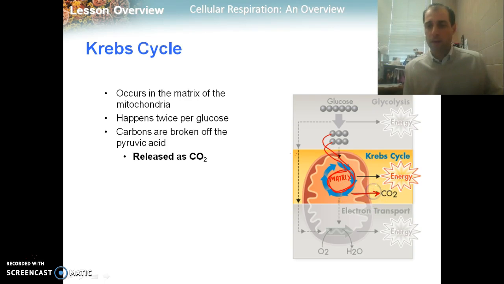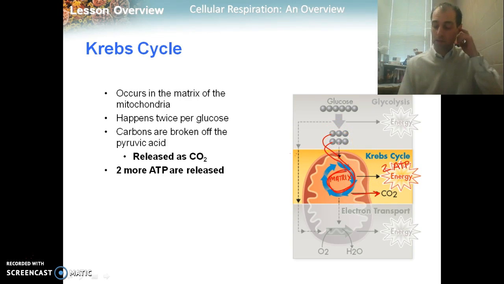So if we remember back to our equation, we are making carbon dioxide. We are also producing 2 more ATP during this process, once for each of the pyruvic acids. So a total of 2 during the Krebs cycle.